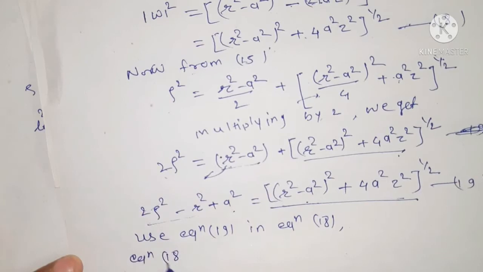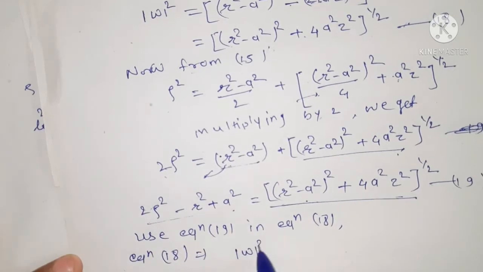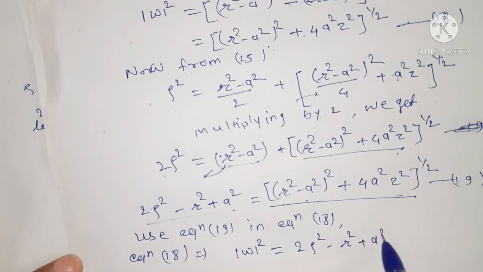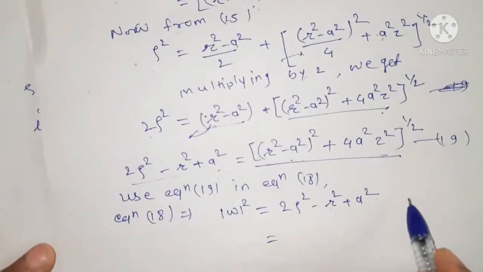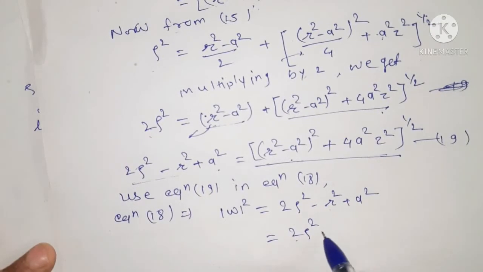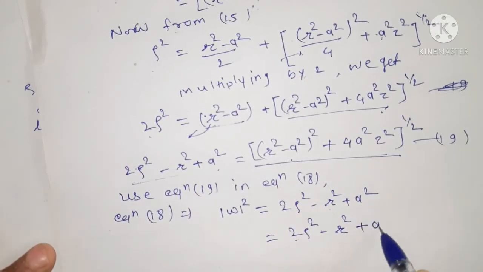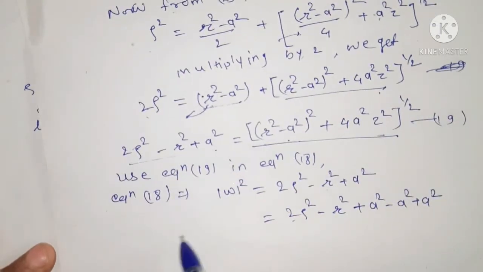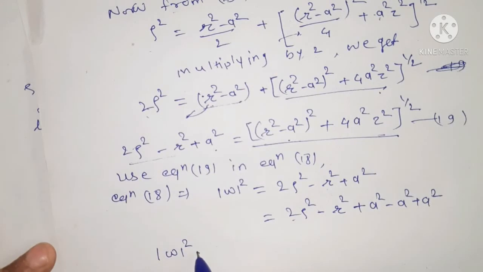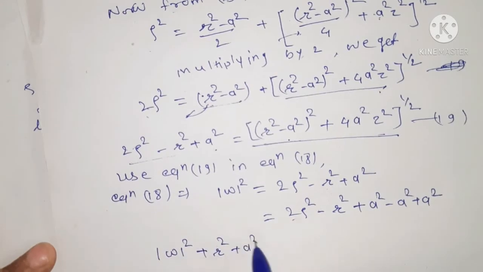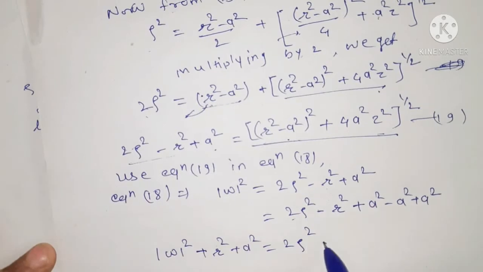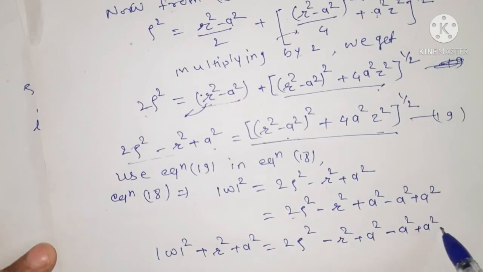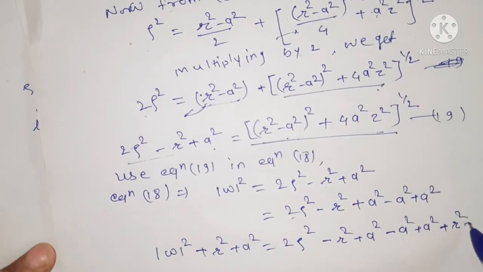Equation 18 therefore implies mod of omega square will be equal to 2 rho square minus r square plus a square. Now here we can add and subtract a square. So 2 rho square minus r square plus a square minus a square plus a square. Okay, so the value of mod of omega square plus r square plus a square will be equal to 2 rho square minus r square plus a square minus a square plus a square plus r square plus a square.